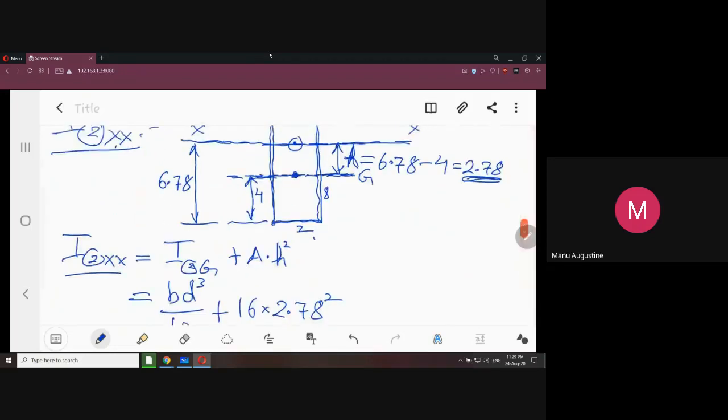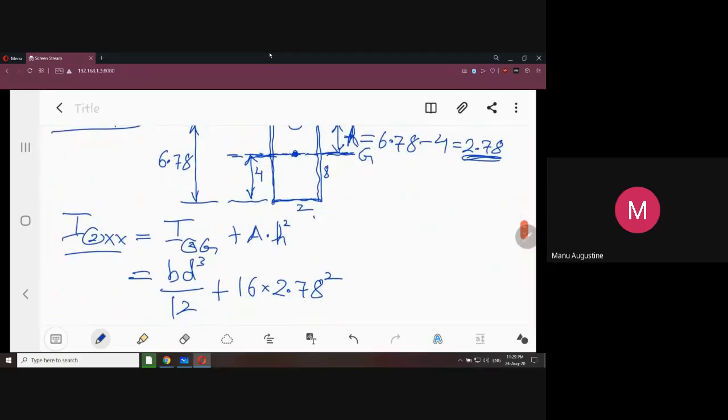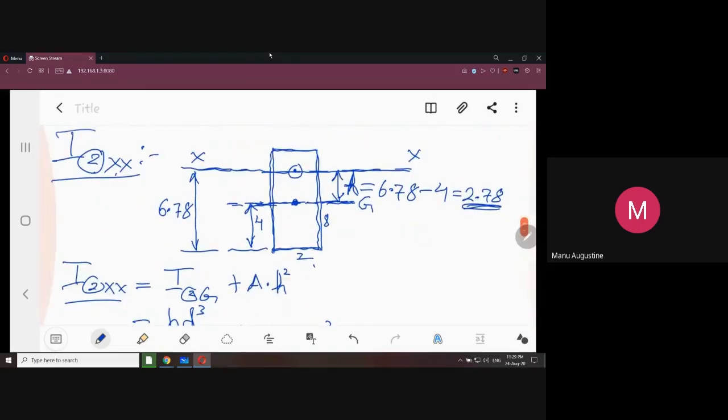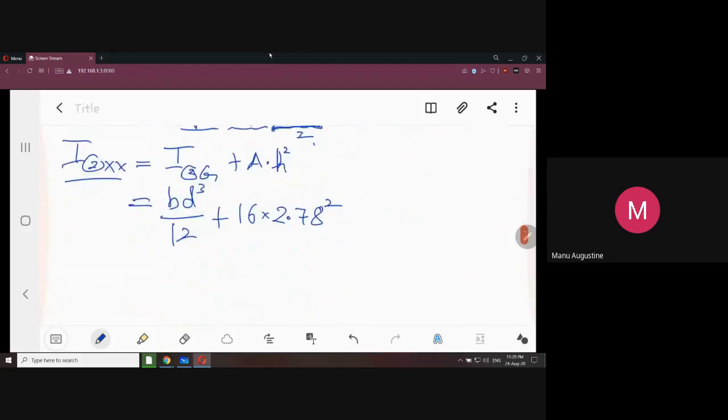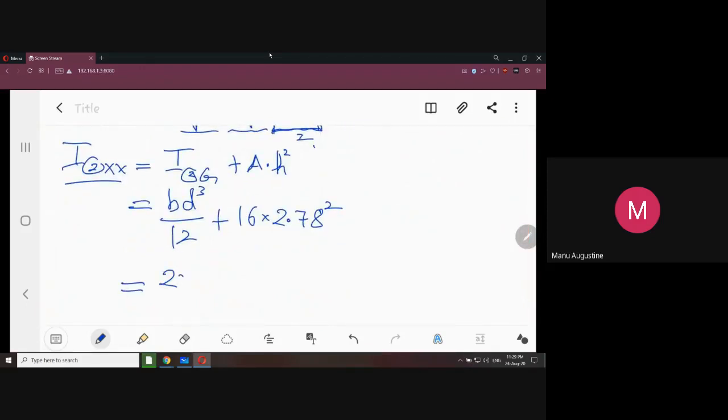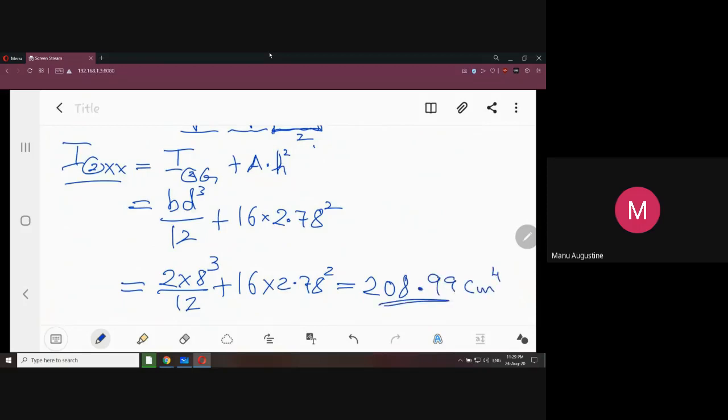And now, once again, the question that is posed before us is what will be the value of B and D for this rectangle? Now, see, since the centroidal axis is cutting the side having length 8, so this will be cubed in the formula. So we can simply substitute this as 2 into 8 cube by 12 plus 16 into 2.78 square, and this should eventually give you the value of 208.99 centimeter raised to power 4 approximately.